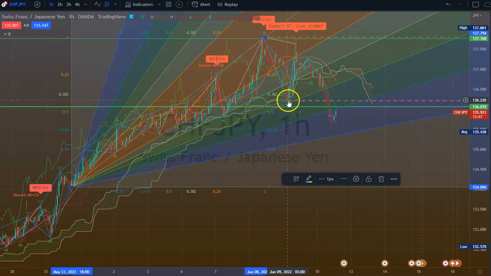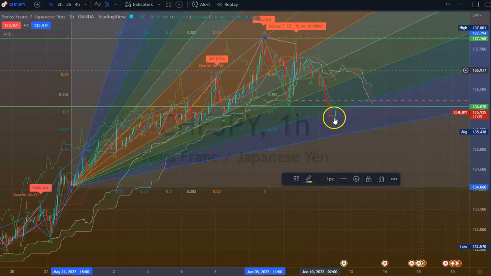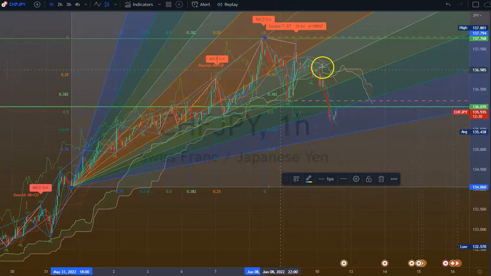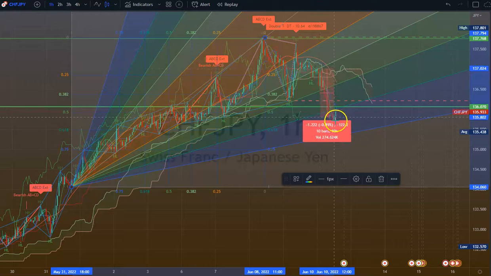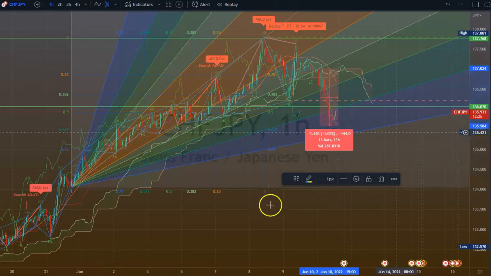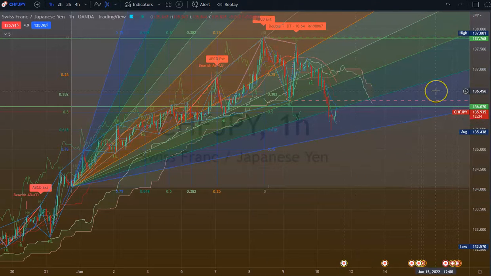If you had gotten into the trade, you would have bounced off. And once it got back into the 382, you had to get out of the trade. So you would have been out of the trade, back into the trade here. Once it passed that 382, okay, and catch this. Catch a nice drop. 144 pips. All right.